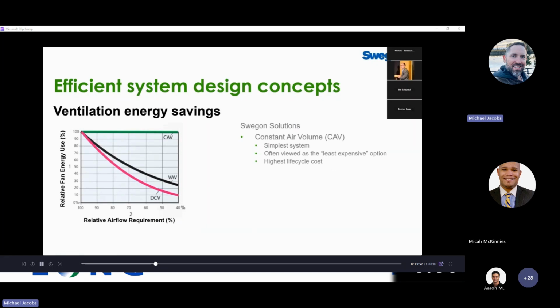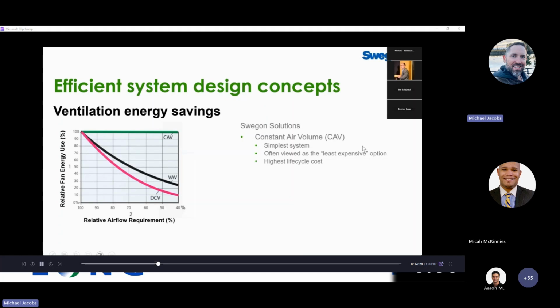Okay. You may have seen this chart from us before. This isn't meant to say that the other manufacturers do it wrong. This is actually meant to describe to you what Swegon is capable of. Swegon offers CAV, VAV, and DCV systems. So first up there, we see CAV, which is the constant volume solution.